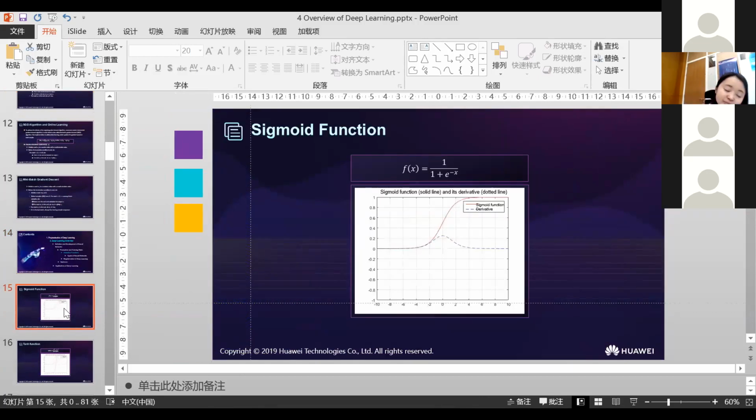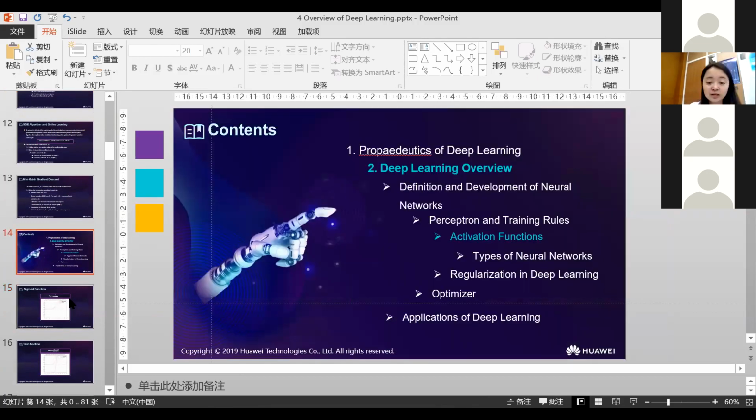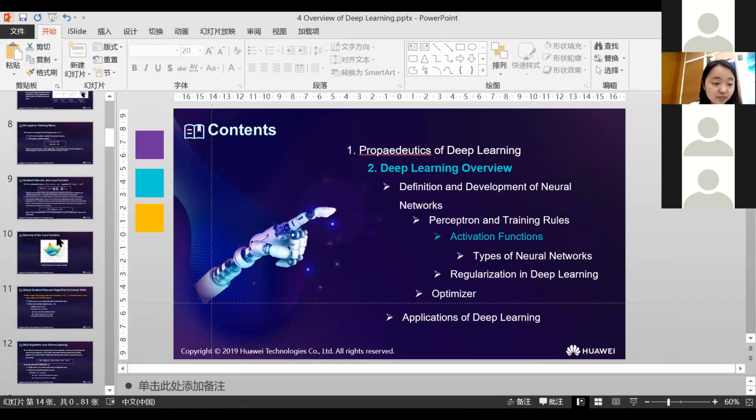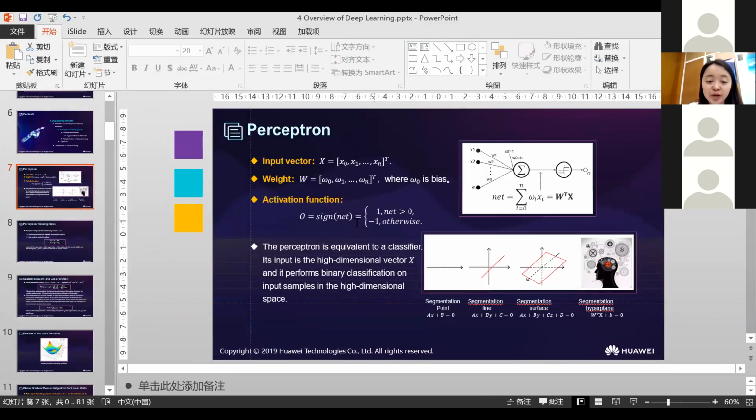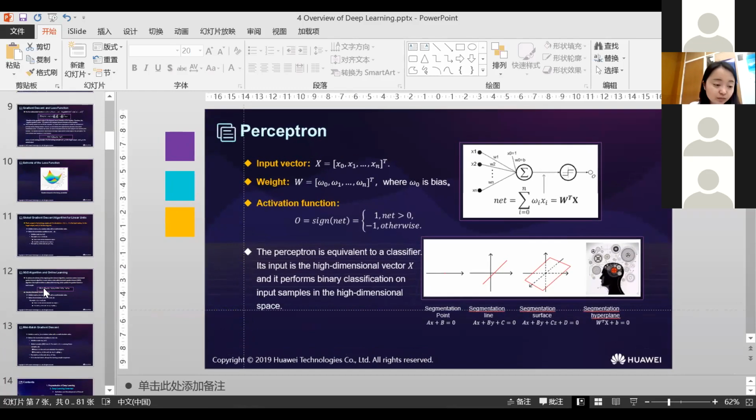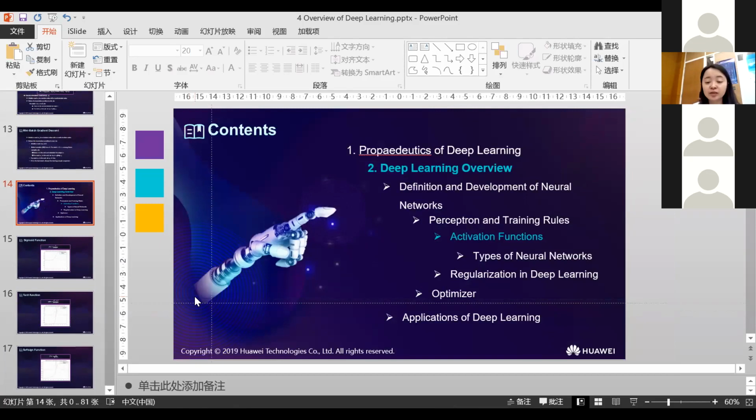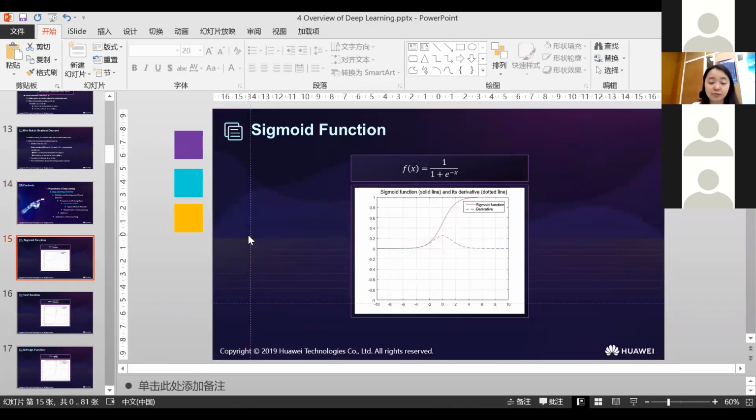And then the next section, what we're going to talk about is activation function. So for activation functions, we've mentioned that after the weighted sum calculation, we always add activation functions, mainly to add the nonlinearity of the model. So there are different types of activation functions. For example, the first type of activation function is the sigmoid function.